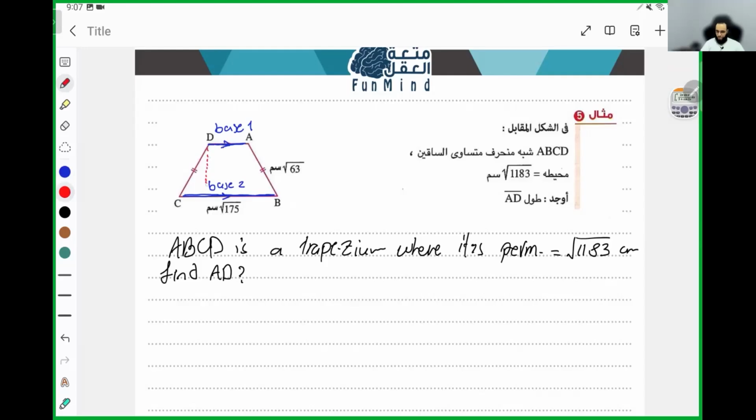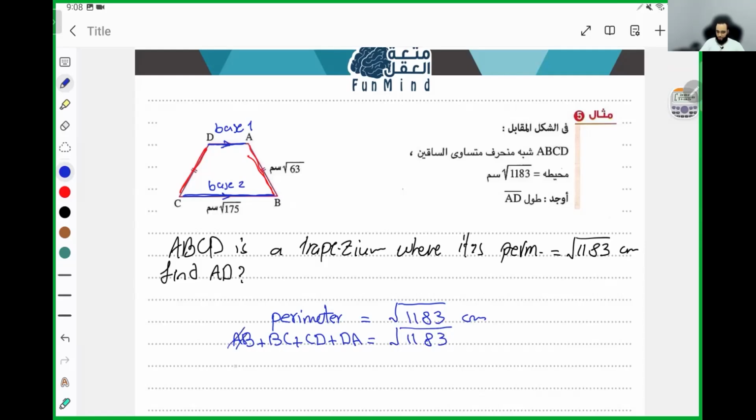But we didn't need the height because it's a perimeter. The rule of the perimeter is the sum of all of the sides. Okay? So, right now, the perimeter that he gives is square root 1183 centimeters. And the perimeter is AB plus BC plus CD plus DA. All of the sides.